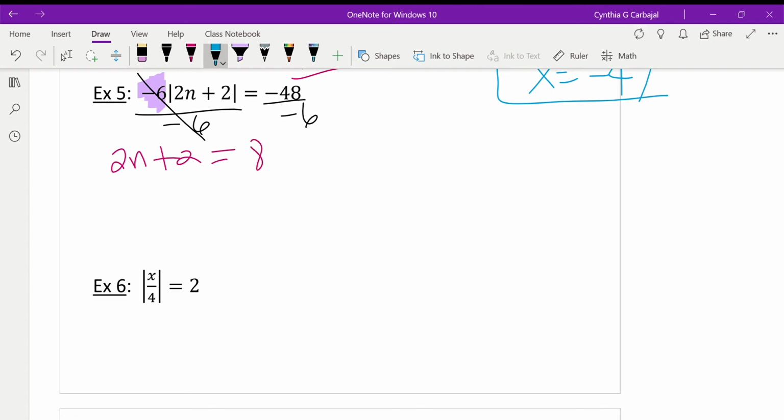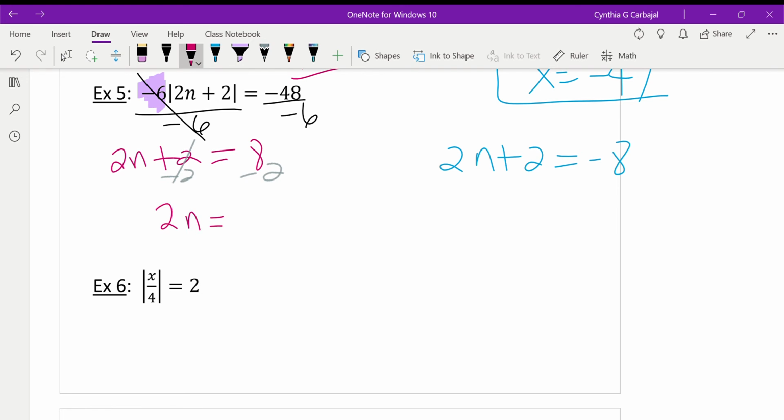And then I split it to be equal to a negative 8 also. Remember, I have to have a positive answer and a negative and then start solving. Alright, so we're going to subtract this 2 first, subtract the 2. What I do to one side, I have to do to the other.